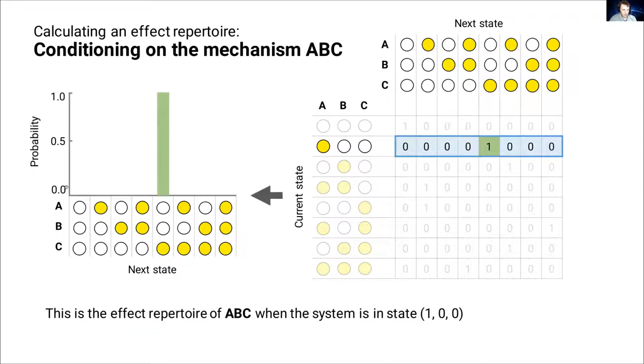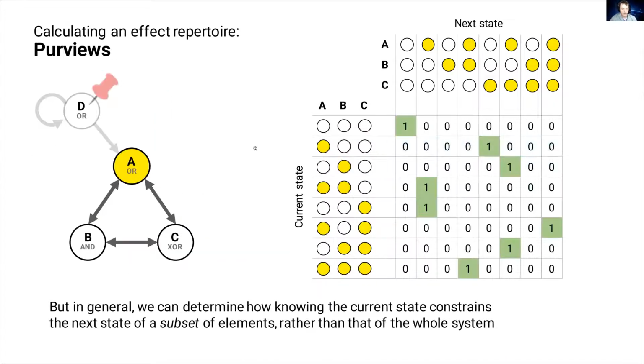And what you get on the left here is the effect repertoire of ABC when it's in the state A is on, B is off, C is off. And you can see here that all the mass is concentrated on this point where A is off, B is off, and C is on in the next state. So that's for considering the impact of this mechanism over the entire system at the next time point.